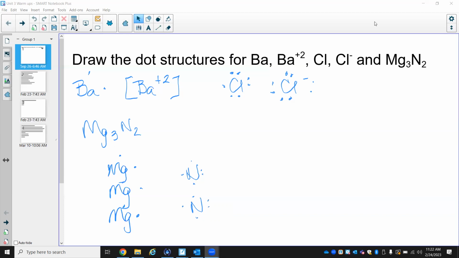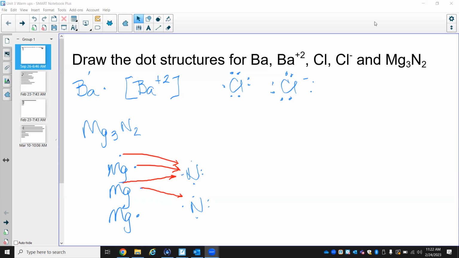So magnesium will give 2 electrons to that first nitrogen. Magnesium is now empty, but nitrogen only has 7 electrons now, so it needs 1 more. So it'll take 1 from the second magnesium. Now that nitrogen is full, but magnesium still has 1 electron to get rid of. So that's where a second nitrogen comes in. It'll give that extra electron to nitrogen.